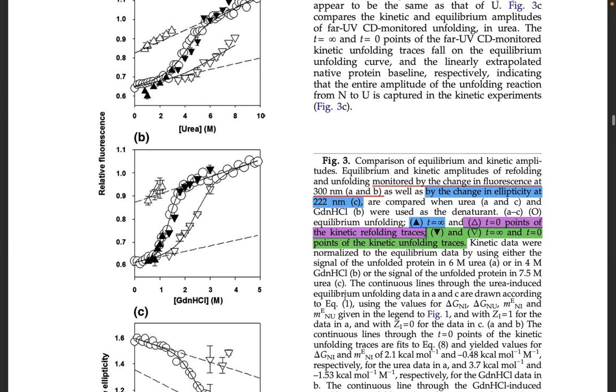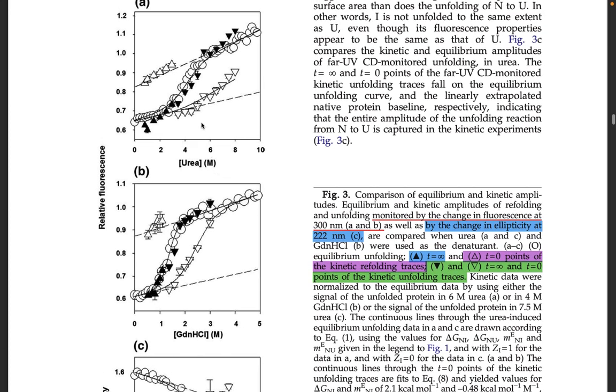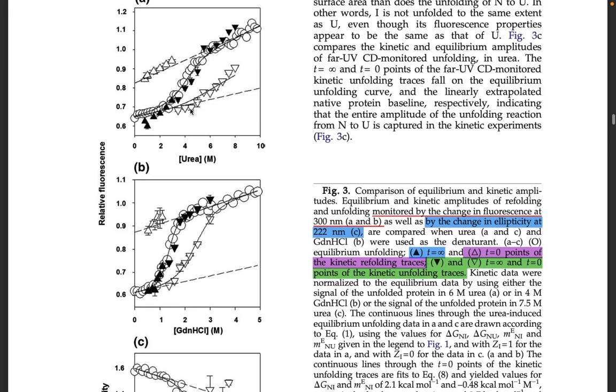Now the kinetic data were normalized to unfolding data by using either the signal of unfolded protein in 6 molar urea. One thing we missed: for A to C, for all the traces, the filled triangles, this one, this one, this one, till here, these are for the refolding traces, meaning t infinity after refolding. So it should have fluorescence signal similar to the native conformation.